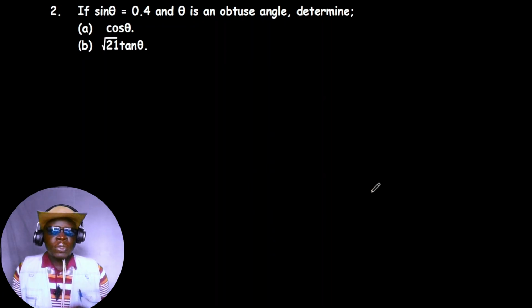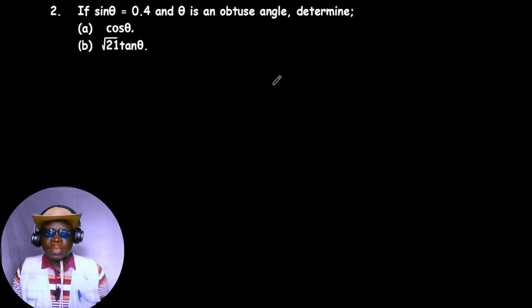For question number 2, we are given that sine theta is equal to 0.4 and theta is an obtuse angle. Determine cos theta and root 21 times tan theta. We are given a range in which our angle theta lies.